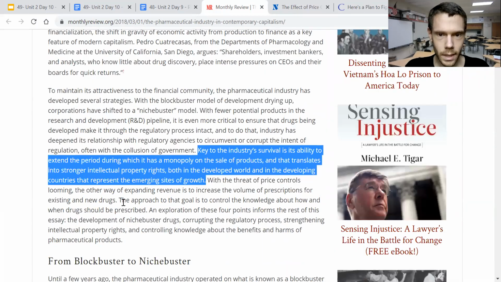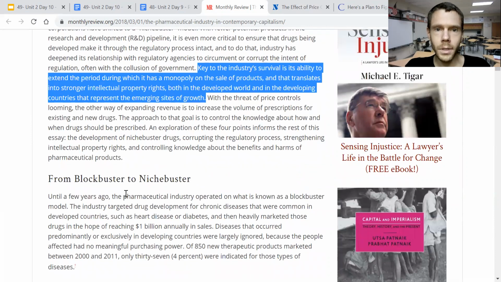So in this case, I just highlighted one example here, which is key to the industry's survival is its ability to extend the period during which it has a monopoly on the sale of the products. So in this case, they're corroborating the claim in the Cato Institute in turn, and really with diametrically different political views, but basically saying that you need to reduce or cut back on the patent protections so that there can be more competition, which would then lower prices. And that's something to keep in mind.